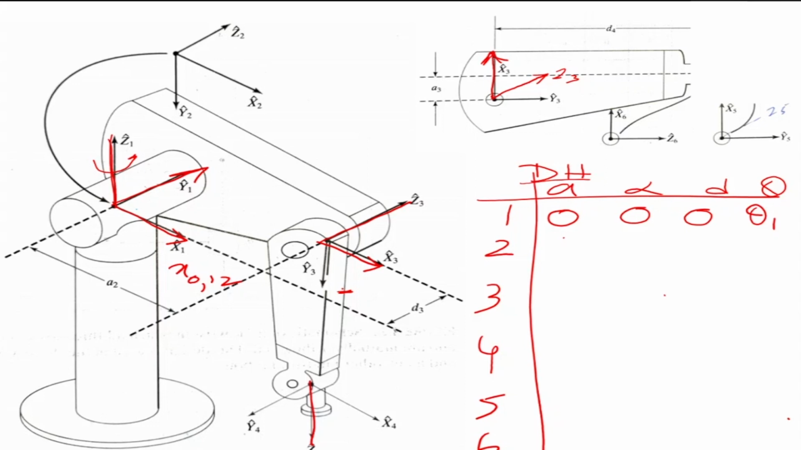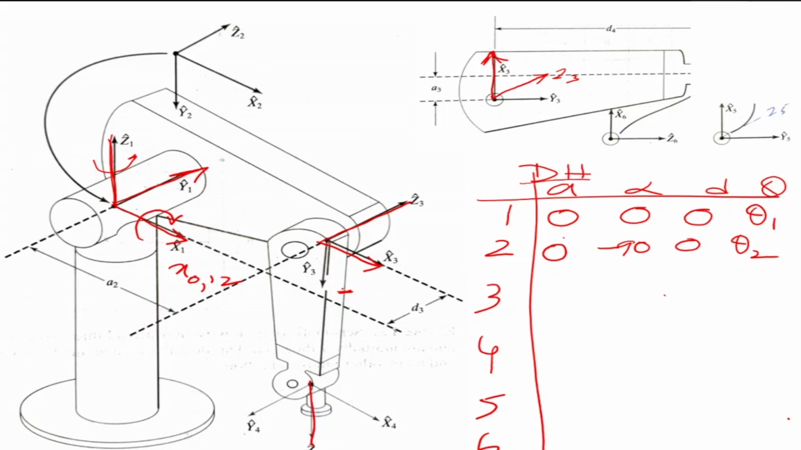Now what about the second one? Z2 is perpendicular to Z1 and it has rotated by 90 degrees about x1, so there's a minus 90 there. The origins are intersecting, so there is no distance along z, so it is 0, 0, theta 2. Z1 was in the upward direction and Z2 is in the right direction, so there is a 90 degree angle between them and it's a minus.